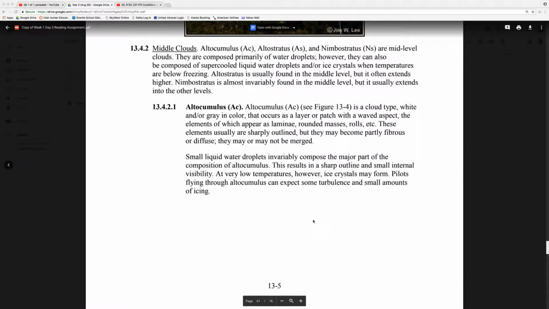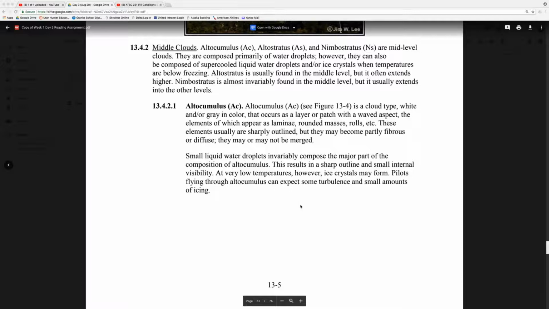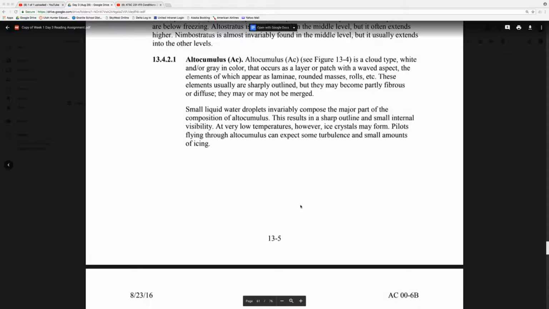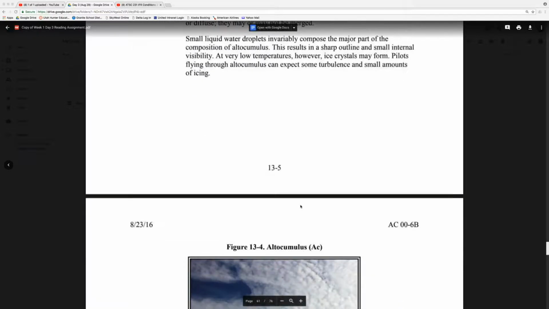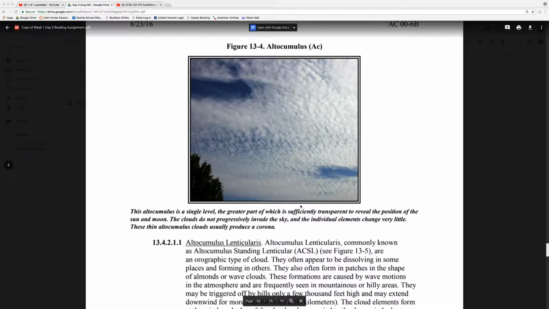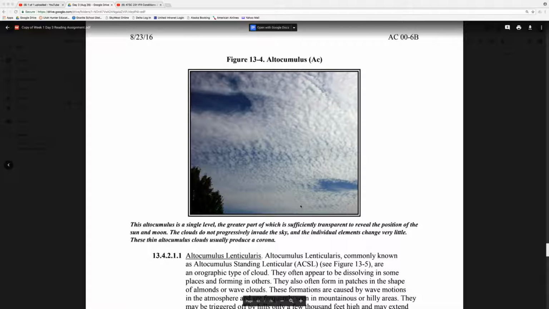Altocumulus, okay. White or gray in color, occurs as a layer or patch with a waved aspect. So pilots can expect turbulence and small amounts of icing. Okay, so this is what it looks like. Looks a lot like the Cirrocumulus, right? It's just at a lower altitude.